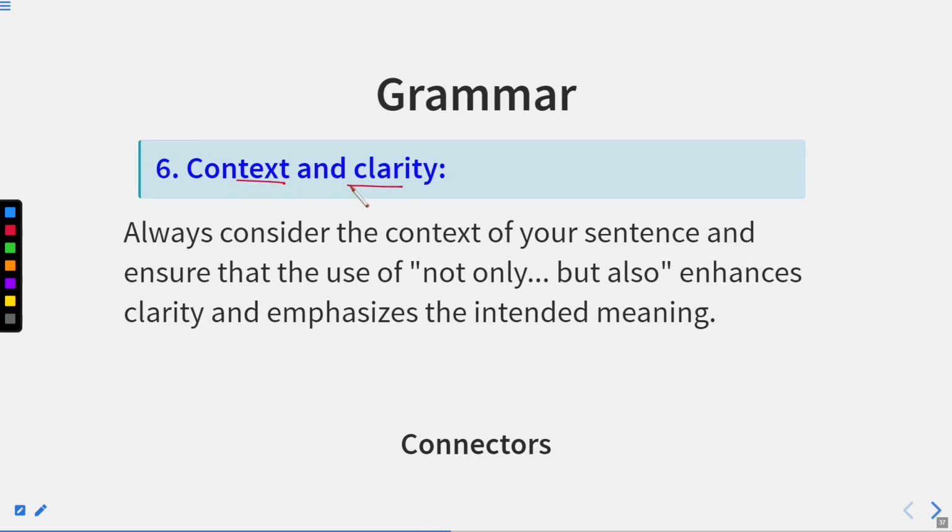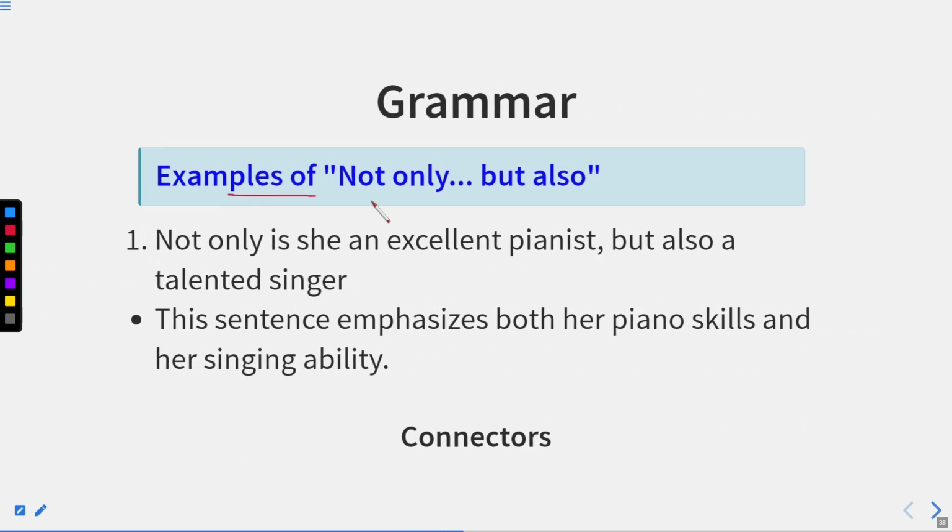Context and clarity. Always consider the context of your sentence and ensure that the use of not only and but also enhances clarity and emphasizes the intended meaning. Examples of not only but also. Not only is she an excellent pianist, but also a talented singer.